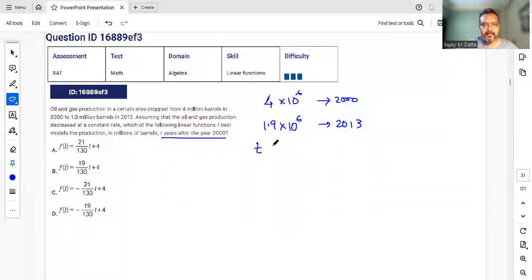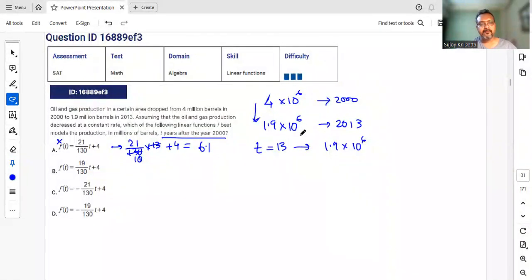But then if I plug in t as 13, because from 2000 to 2013 is 13 years, that should give me the value 1.9 times 10 to the power 6. So let's plug that in, t as 13. Here, the first one would be 21 over 130 times 13. So that's 2.1 plus 4, which is going to be 6.1. So that's not it. In fact, you can also realize a simple thing: it's a decreasing function, so the slope is going to be negative. So search for negative slopes. This is also a positive slope, so this is not the correct representation.